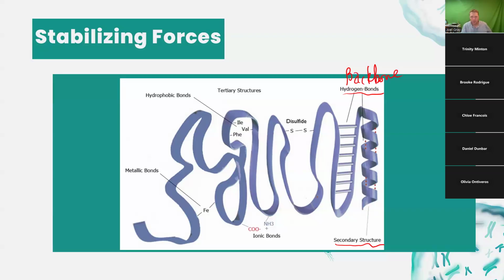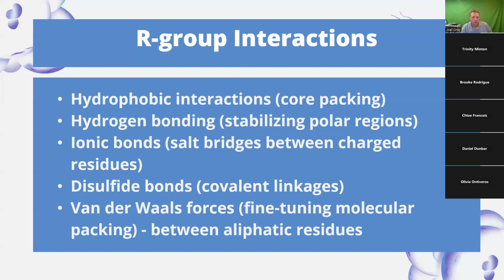Now, just as backbone hydrogen bonds stabilize the secondary structure, hydrophobic interactions between R groups, disulfide bonds, ionic bonds, and, well, R group H bonds stabilize the tertiary structure of a protein. Now, your R group interactions.